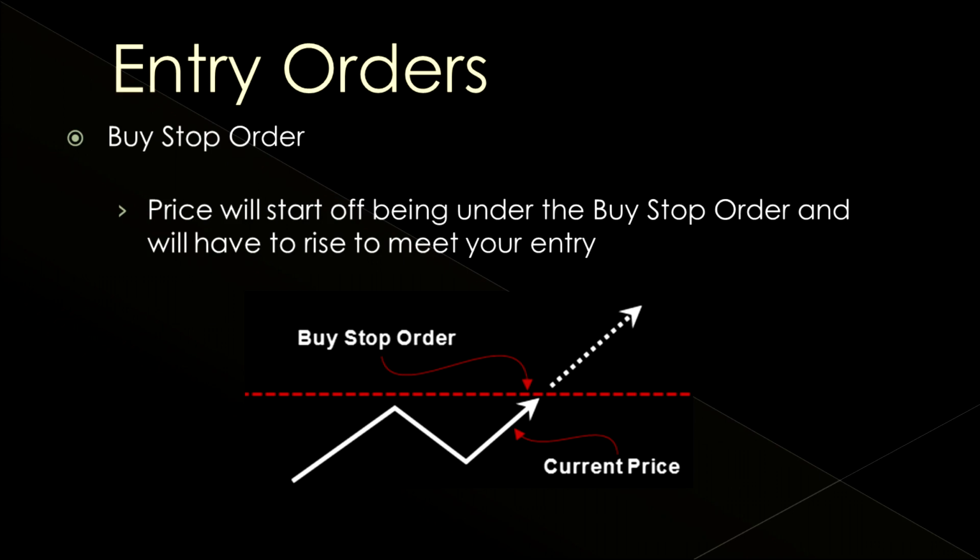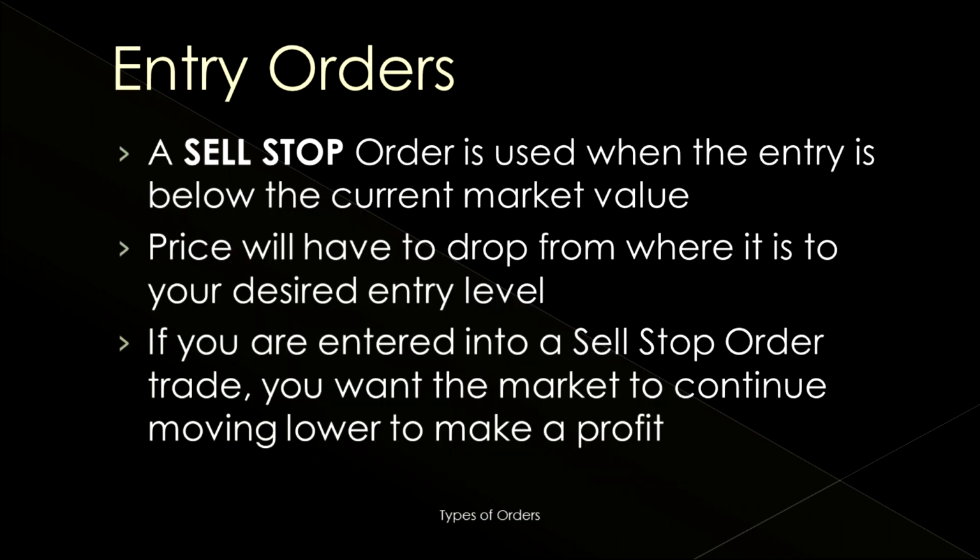So let's have a look here. Price will start off, for example, under the buy stop order and will have to rise to meet your entry. Once it hits that point, the market is entered. The sell stop order is exactly the opposite, basically, and it's used when the entry is below the current market value. Price will have to drop down from where it is to your desired entry level.